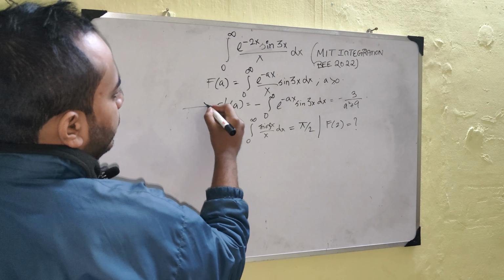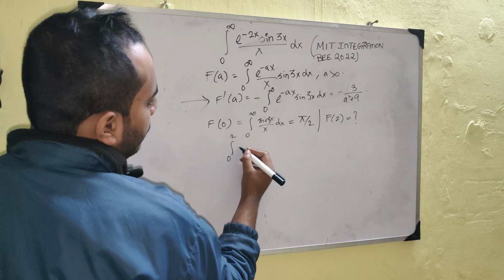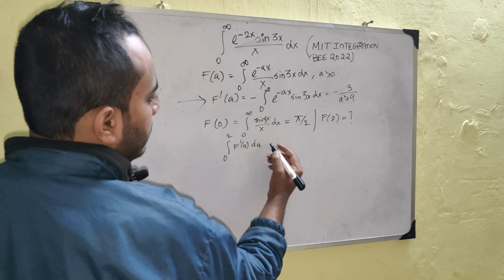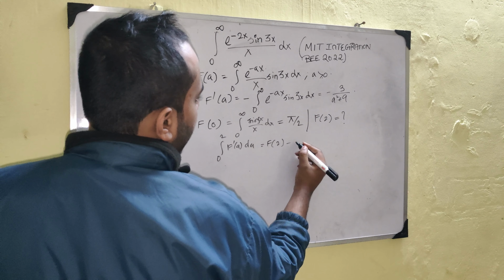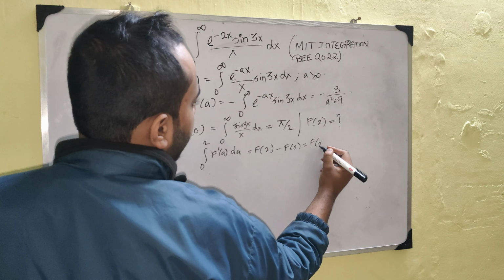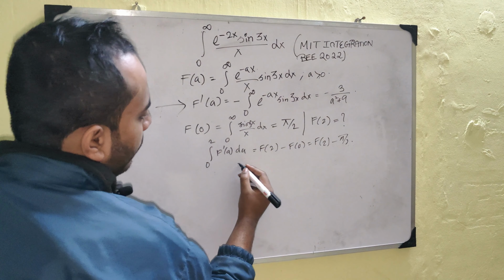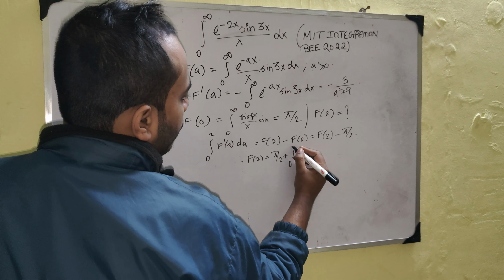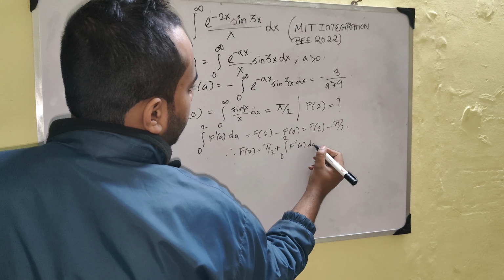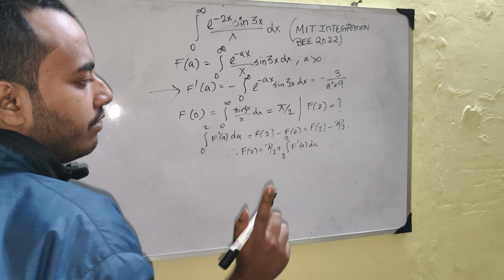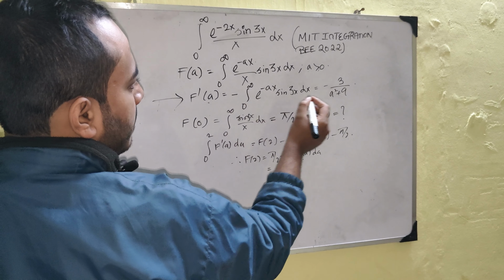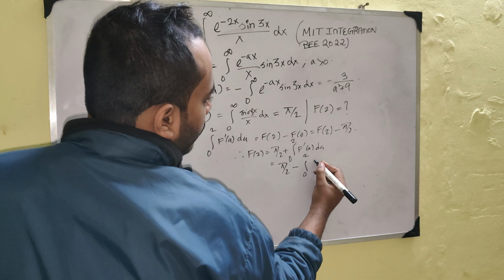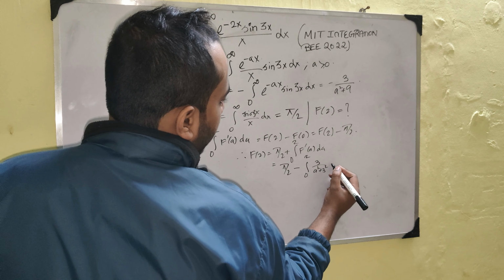Now, from this equation, integrate both sides from 0 to 2, f dash a dA, and by the fundamental theorem of integral calculus, this is nothing but f of 2 minus f of 0. And f of 0 is pi by 2. F of 2 is what we need. Therefore, the value of f of 2 is nothing but pi by 2 plus integral from 0 to 2 of f dash a dA. So I'm simply taking this value to this side and finding out the value of f of 2. Now you also know f dash a is nothing but minus of this. So pi by 2 minus integral from 0 to 2 of 3 by a square plus 3 square dA.